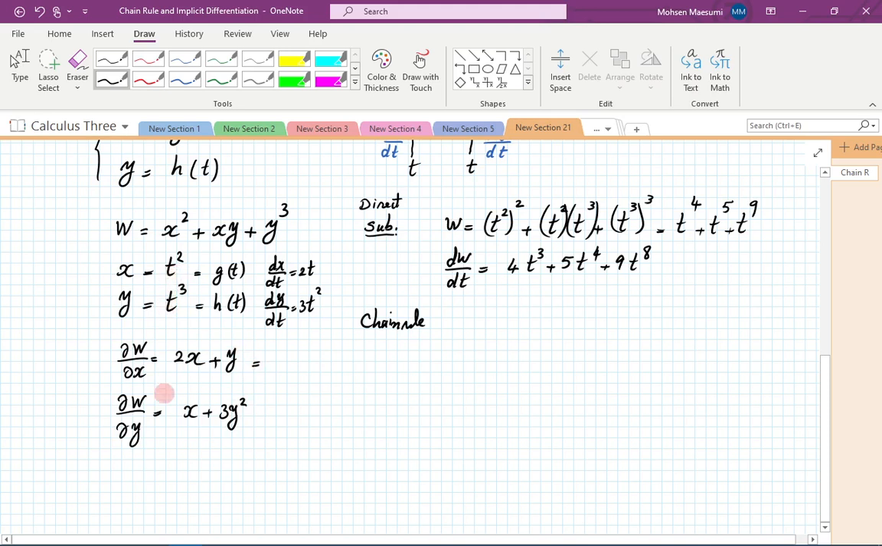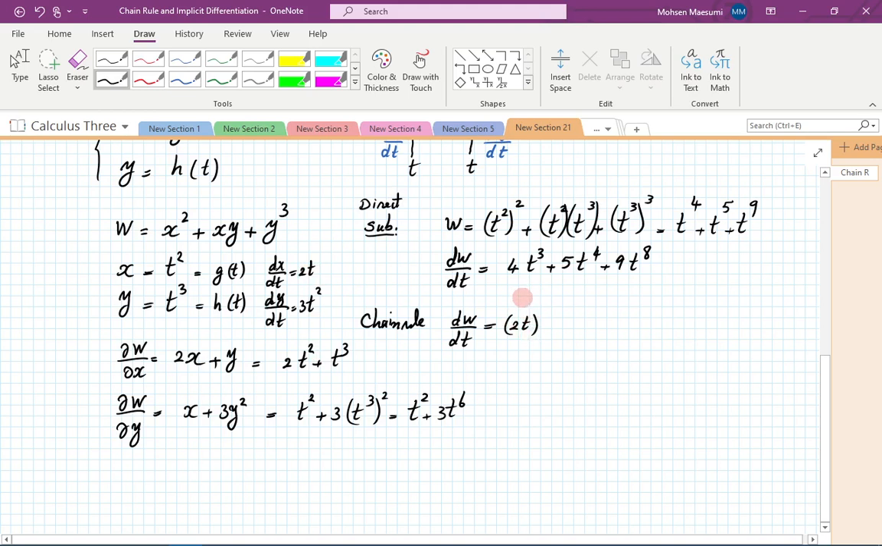So if you want to write it in terms of the functions of t, this is going to be 2t squared plus t cubed, and this one is going to be t squared plus 3t cubed squared, which is t squared plus 3t^6. So with the chain rule, if I want to calculate dw/dt, this derivative has to multiply this derivative, so I have to have 2t.